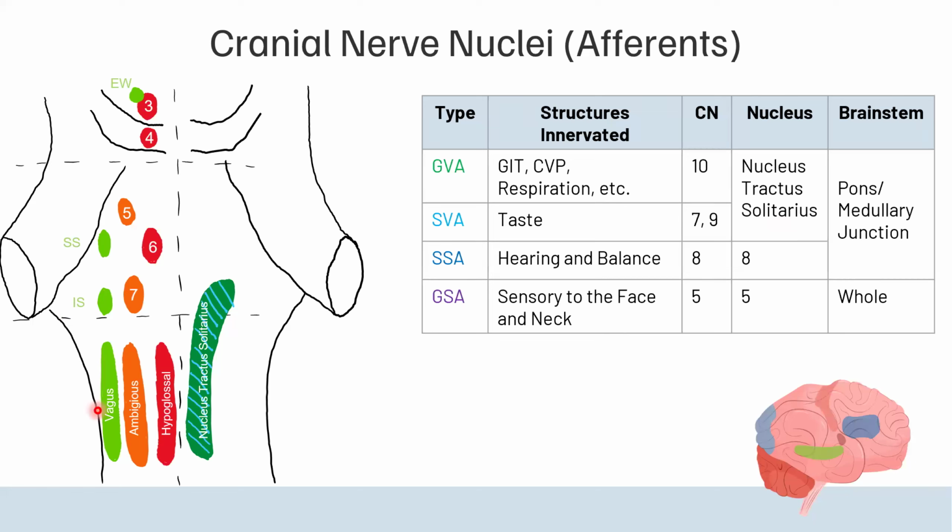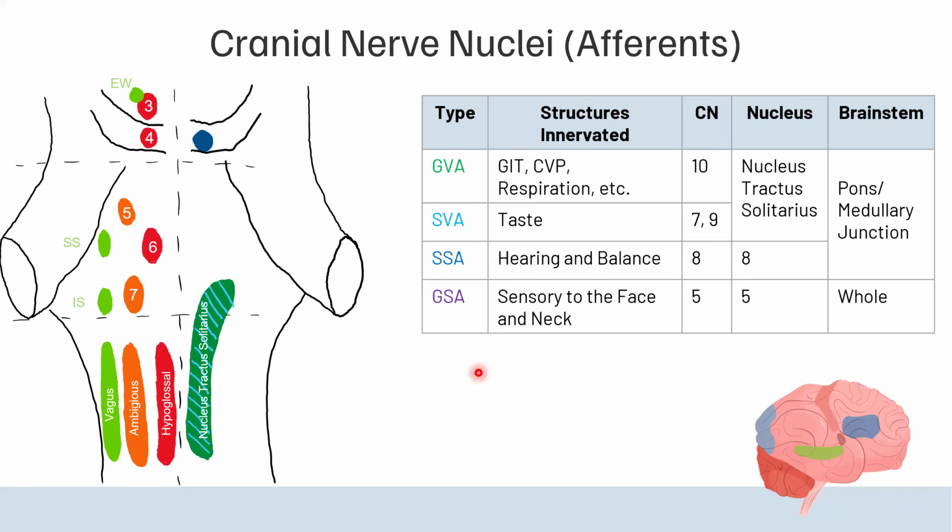Those efferent structures. Next up, we had our special somatic afferent, right? This is what I told you guys was very unique because this is what gives us our hearing and our balance. And that is this small nucleus within the inferior colliculus, all right? Not to be confused with the actual vestibulocochlear nucleus, which would be here, all right? Just keep that in mind.